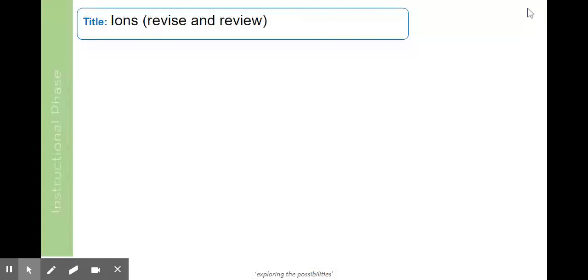Okay, so the lesson today is ions. You need to revise and review ions. So this isn't a completely new topic. You have covered ions previously. Now, the reason we're revising and reviewing it is because we're starting a new topic today. If we don't understand what ions are, you're not going to understand why you're doing the other lessons.